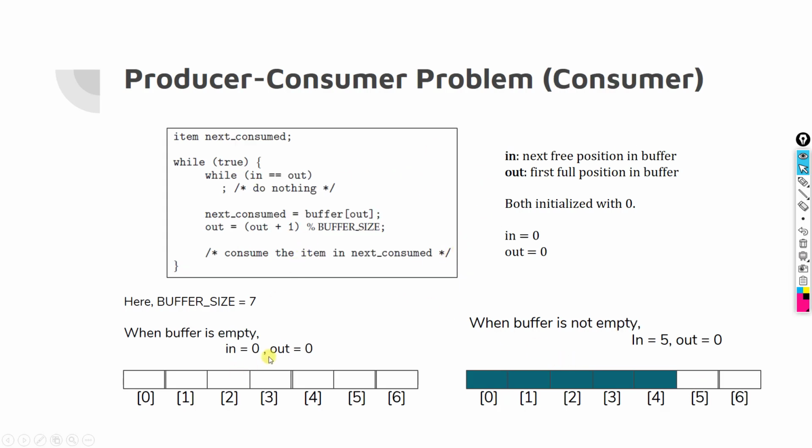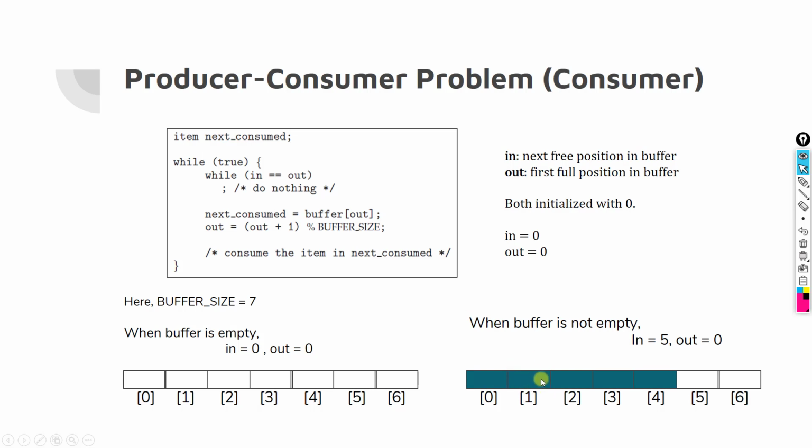Now if we think about the consumer, we will see that if the buffer is empty, then the consumer has nothing to do, because the consumer cannot consume anything. So our while loop condition is: if in equals out, I mean if both are 0, that means the buffer is empty and the consumer does nothing. See, do nothing. But if in and out are not equal, then the consumer will actually consume one item. Which one will the consumer consume? The out value. What does out represent? 0. So it will go to index number 0 and consume this item. And then out will be increased to 1.